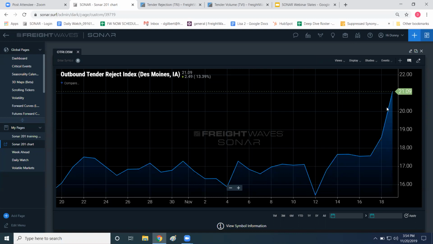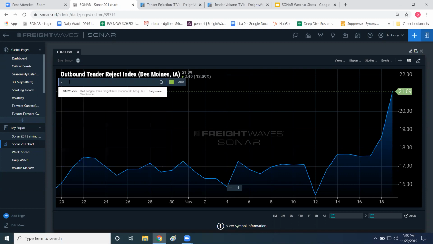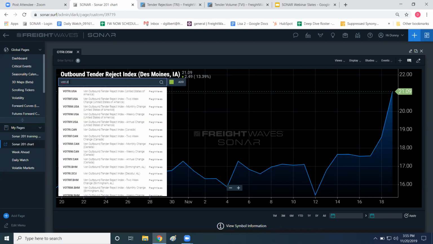So a little bit less than 80% of the loads are being accepted in that market. And this shows upward movement in the spot market rate for the Des Moines area. So here, drivers are rejecting their contracted loads, and they're moving to pick up other loads. Therefore, we see the tender rejection rates at a contracted level. If I want to, I can actually break this down by both dry van and reefer. V for van, OTRI.DSM.